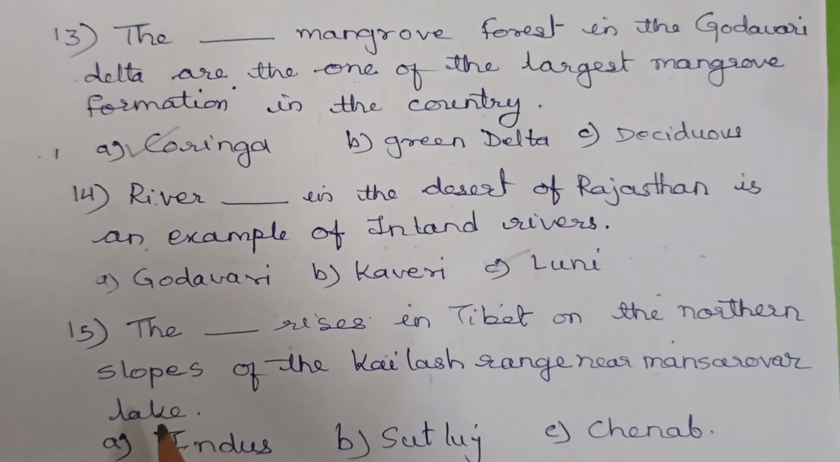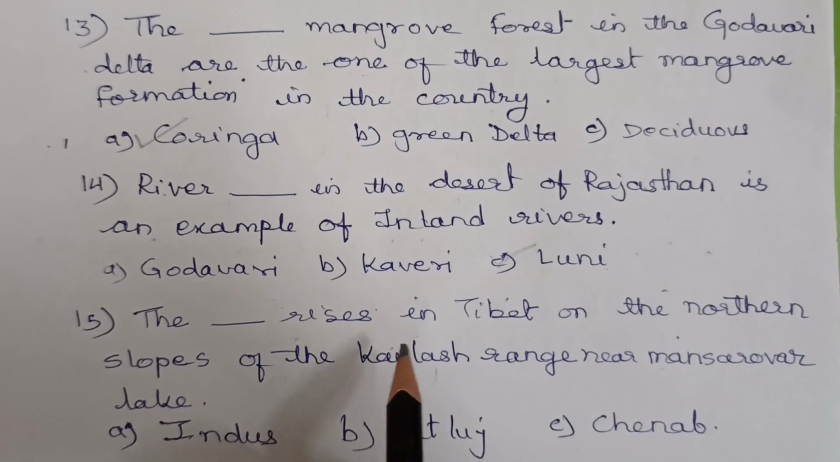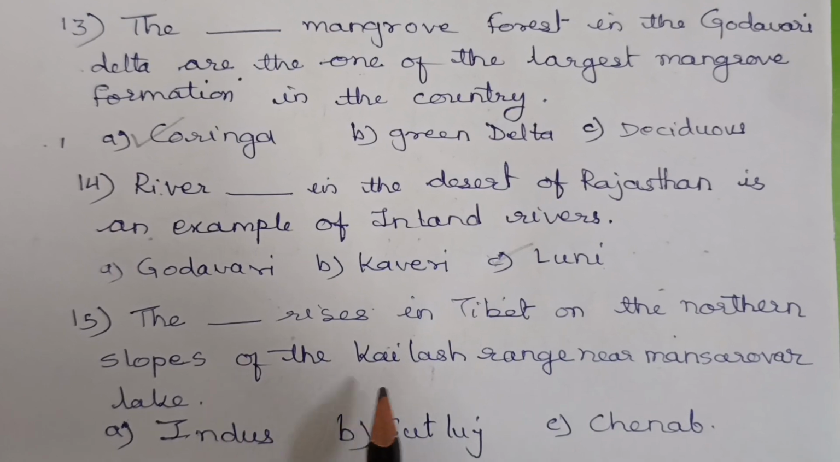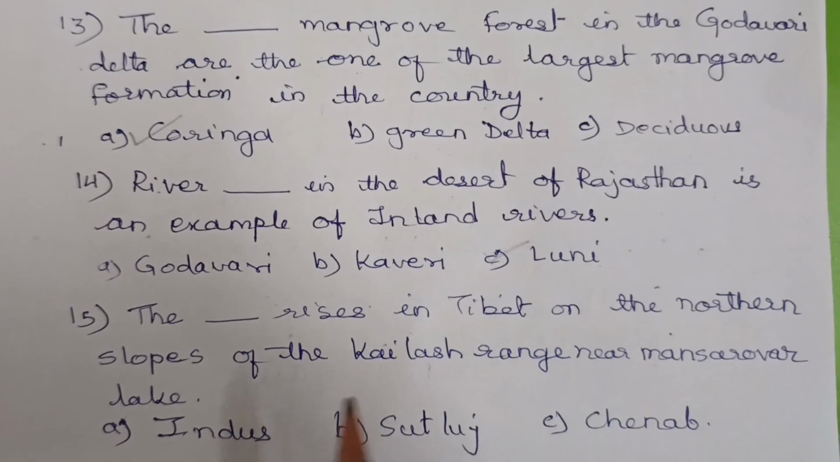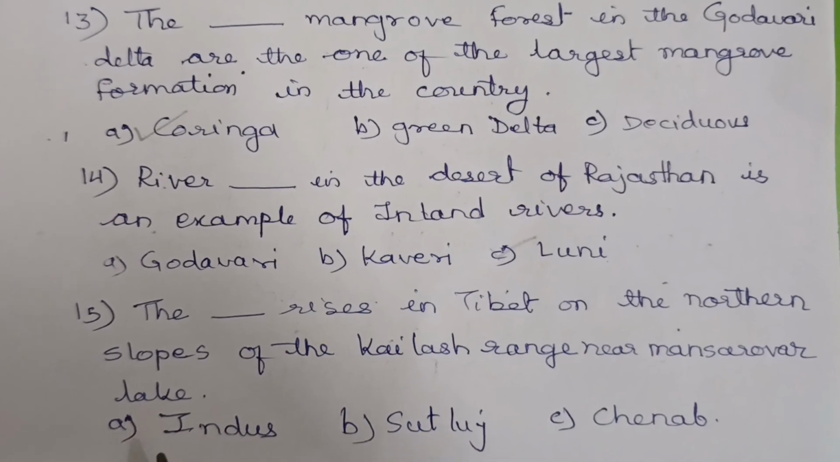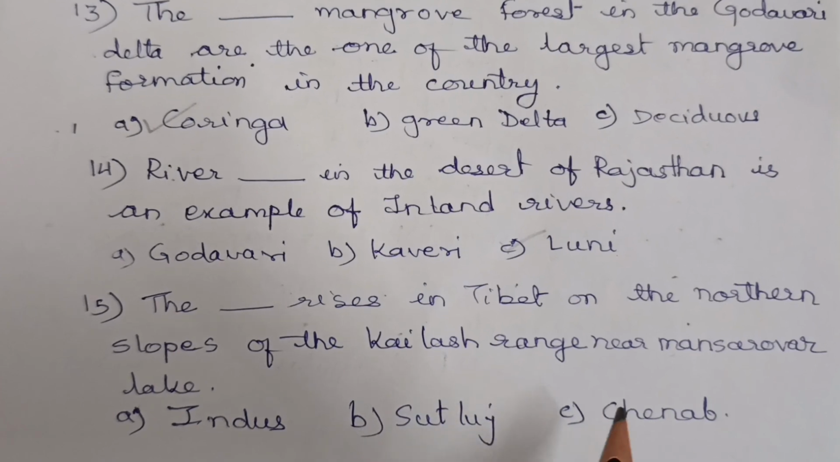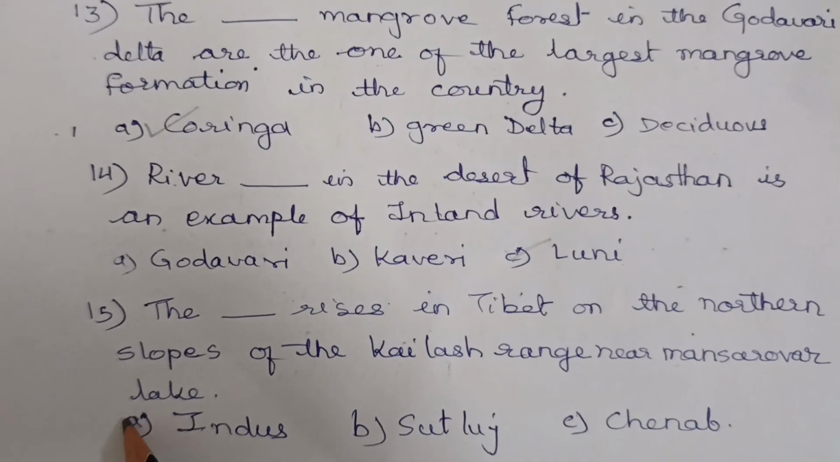Fifteenth, the dash rises in Tibet on the northern slopes of the Kailash range near Mansarovar Lake. Options are A. Indus, B. Satluj, C. Chenab, and the correct option is A. Indus.